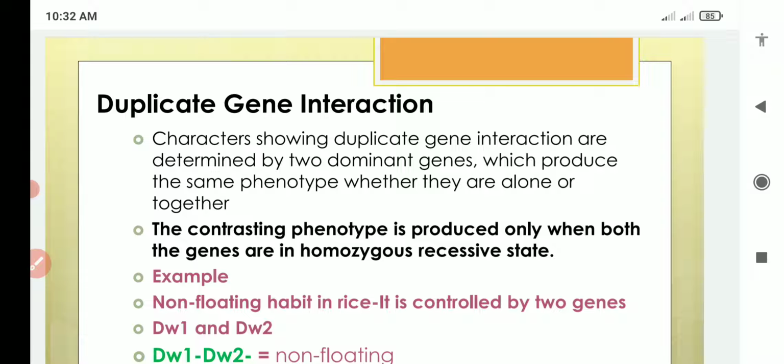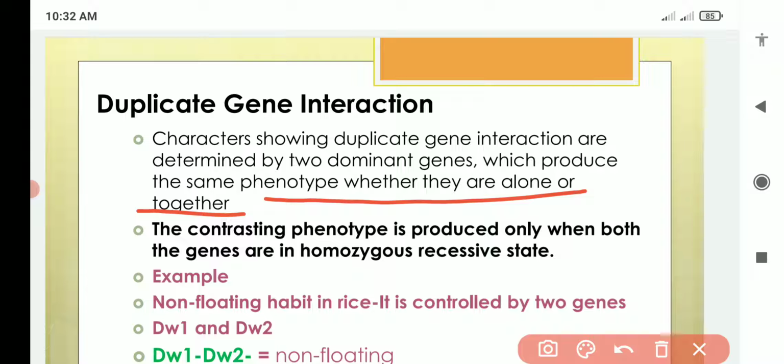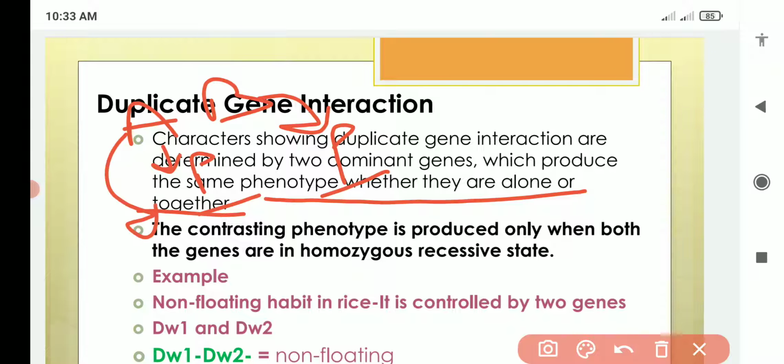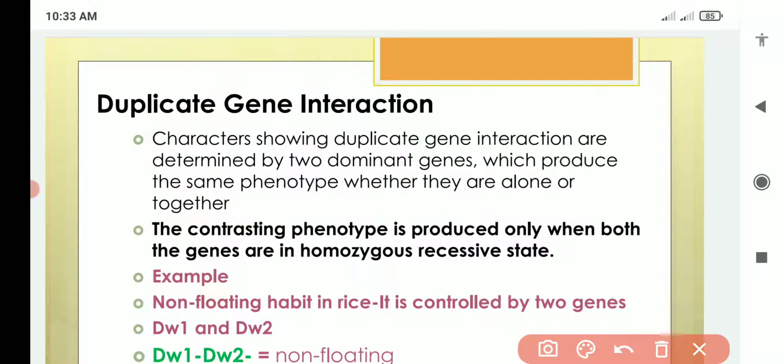In case of duplicate gene interaction, the two dominant genes which are governing a particular character will produce the same phenotype whether they are alone or present together. Suppose there are two genes A and B. A will produce the phenotype P and B will also produce the phenotype P. Their phenotype will be the same. Suppose A is going to produce pink color, so B is going to produce pink color. Their phenotypic effect will be the same.